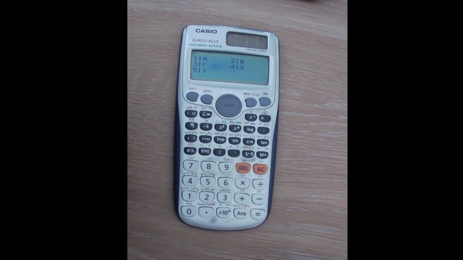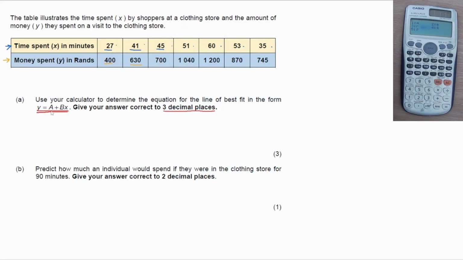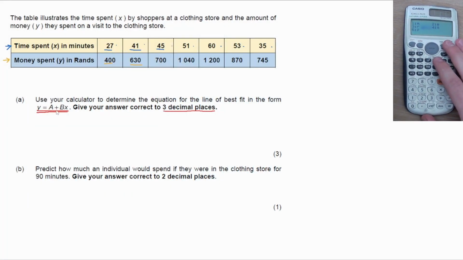The question is asking for A plus BX. In the calculator, we first need to find our A. We press A over there, and then press equals. This is our A. So we write Y is equal to our A that we just found, remember, to three decimal places, because that's what the question is asking. So minus 160.645.